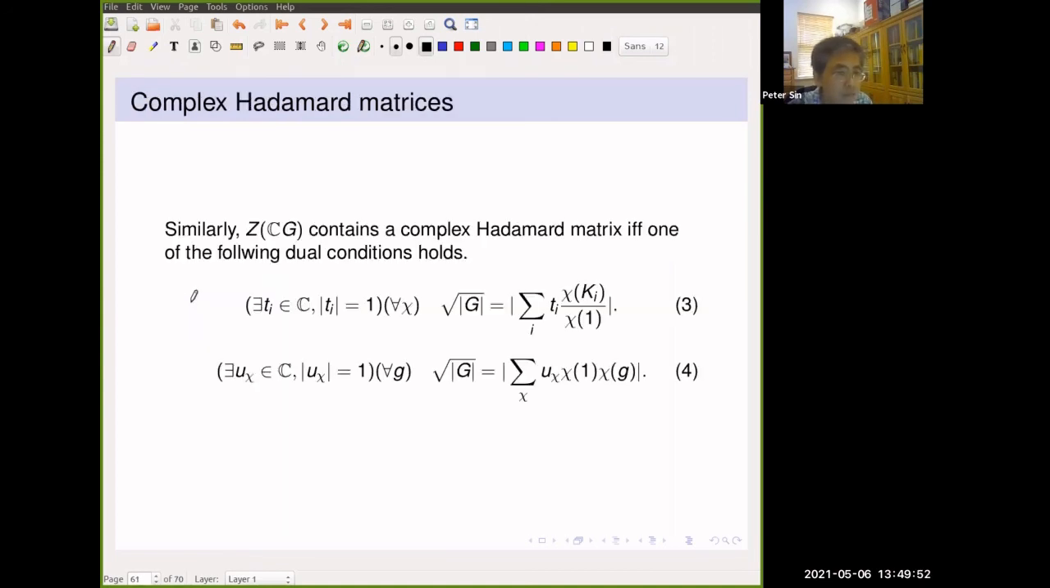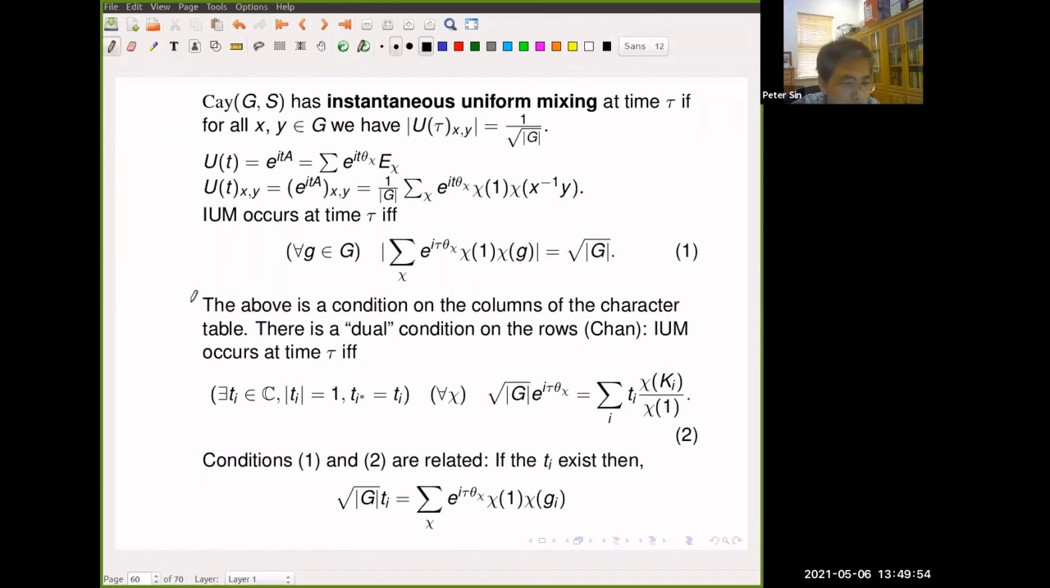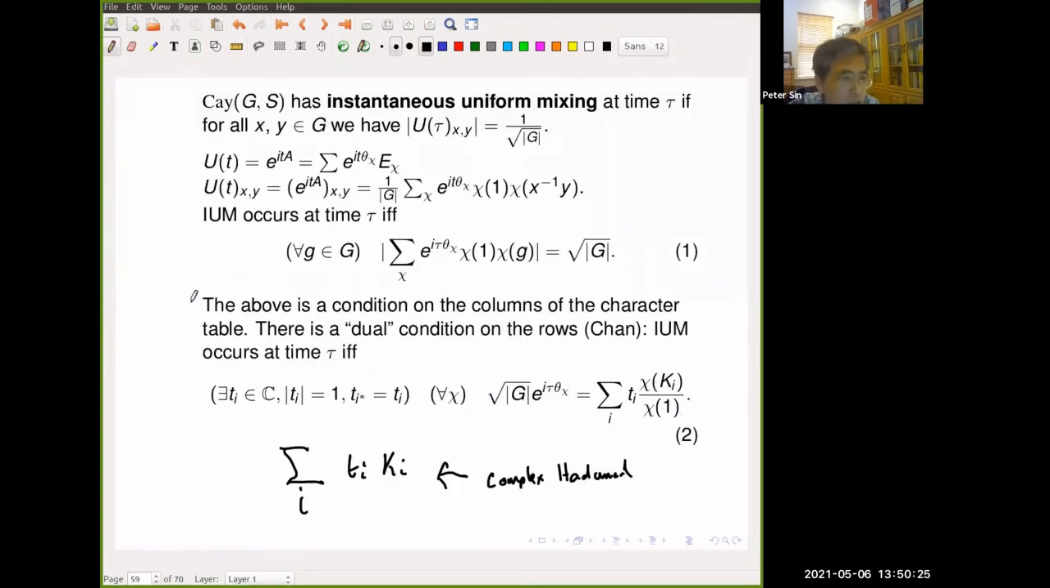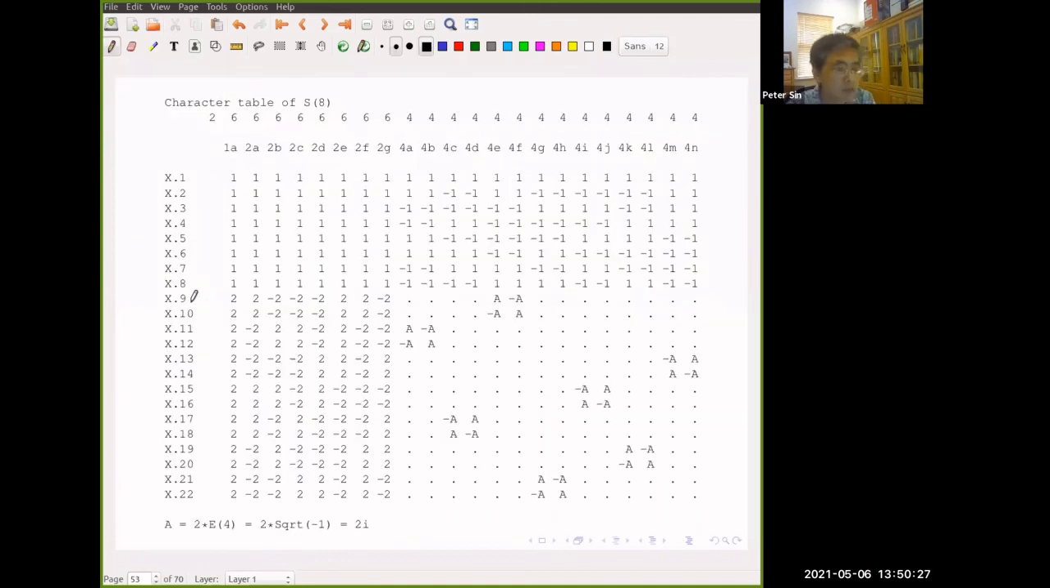The condition is that we want complex numbers of absolute value 1, so that when we use them as coefficients with chi of ki over chi of 1 and sum them up, we get something which has absolute value the square root of G. This is condition 3, and this is the condition we're going to use. So we're going to look at the character table and try to pick the TIs.